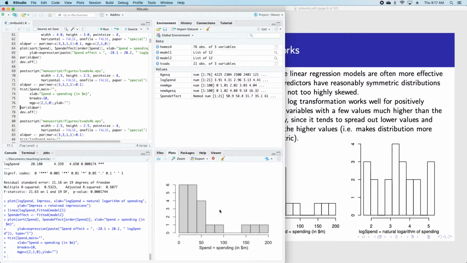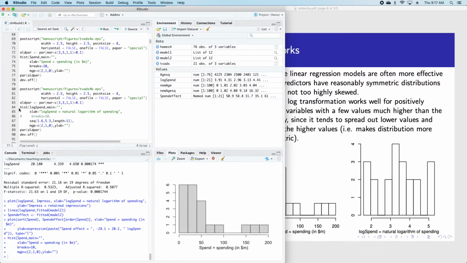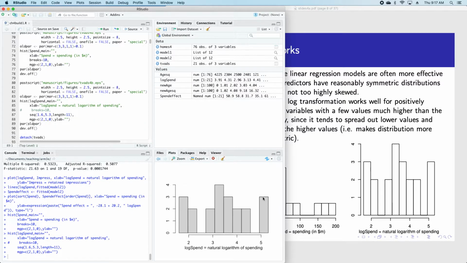And so one way to transform this variable so that it becomes more symmetric and more amenable to modeling is to apply the natural logarithm transformation, because that tends to spread out low values and pull in the high values so that they're a little closer to all the others. So if I do that and then draw the histogram of the transformed variable, this is what I get. I get something a lot more symmetric, and that tends to work a little better in the model.